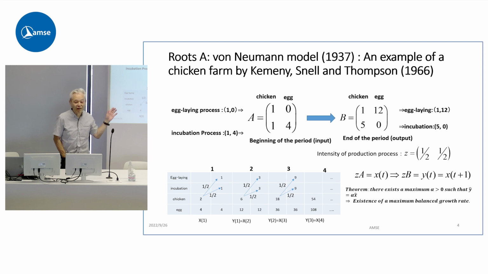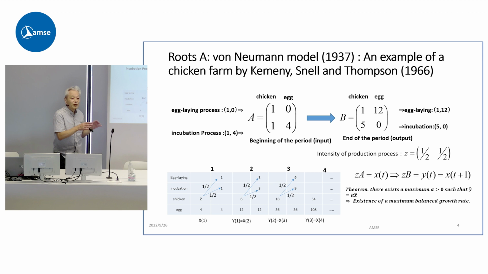But at my age, when I went to graduate school in the 70s or 80s, this type of model had to be learned at the graduate level. This is the von Neumann model. He presented it in 1937, but it's very complicated and of course very general in form. Here it's easier to use examples. This example is made by Kemeny, Snell, and Thompson in their famous textbook from 1966, a very old one anyway.